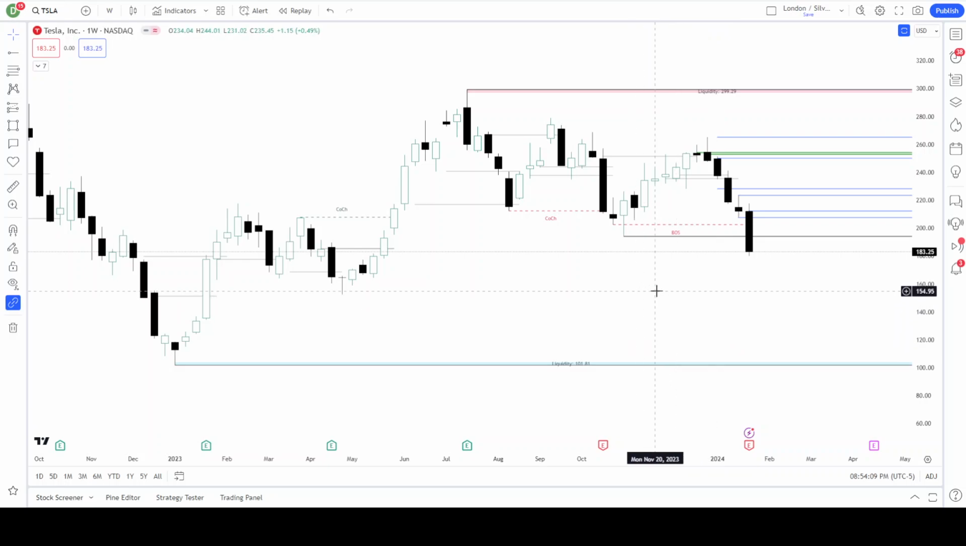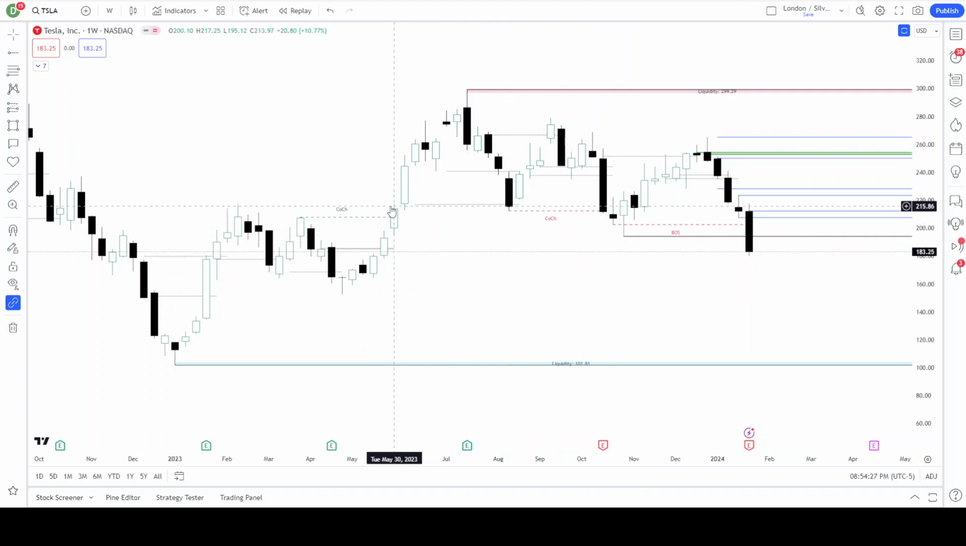So let's take a look at the charts. If we look at the weekly chart, we see a series of lower highs and lower lows. And you can see as we deliver on liquidity to the sell side, in each case, we deliver on our liquidity target and we end up seeing a rally from that point.